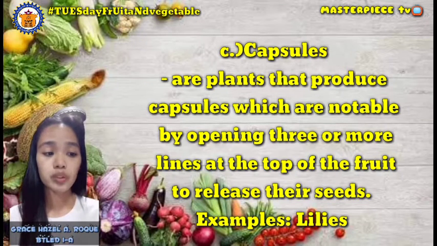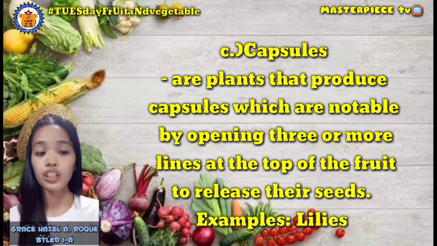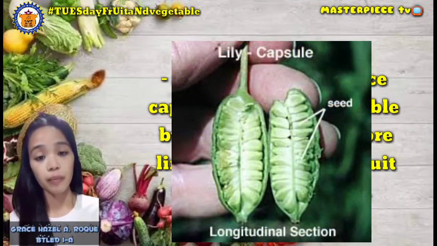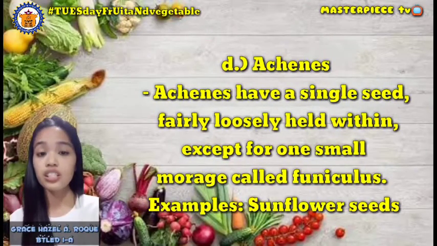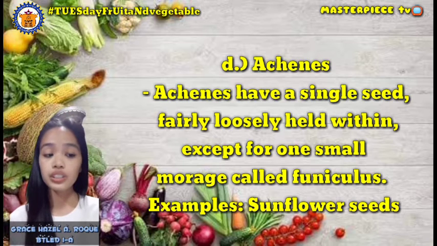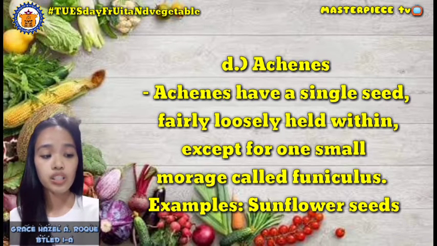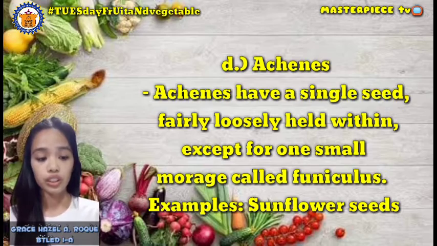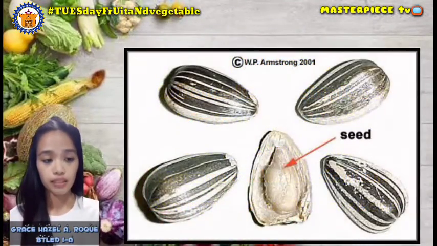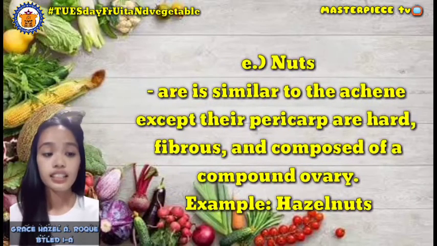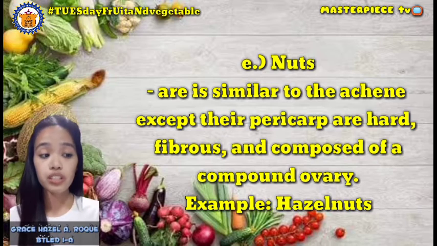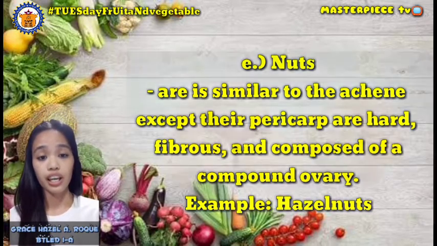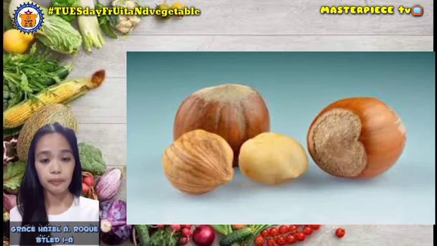Capsules are plants that produce capsules, which are notable by opening 3 or more lines at the top of the fruit to release their seeds. For example is lilies. Number 4 is achenes. Achenes have a single seed fairly loosely held within, except for one small attachment called funiculus. For example is sunflower seeds. Number 5 is nuts. Nuts are similar to the achene except their pericarp is hard, fibrous, and composed of a compound ovary. For example is hazelnut.